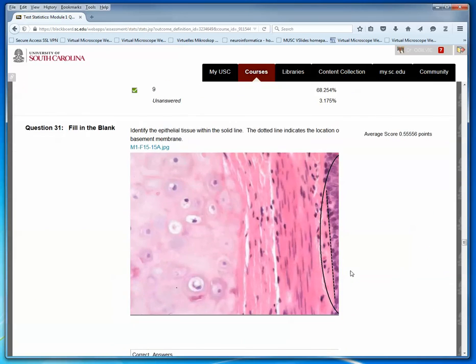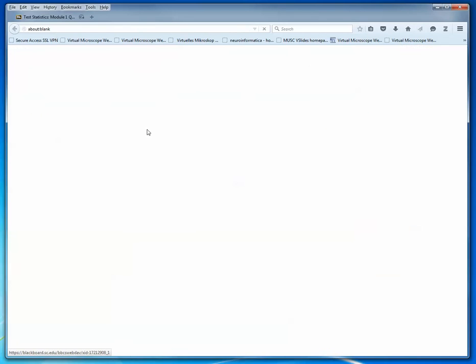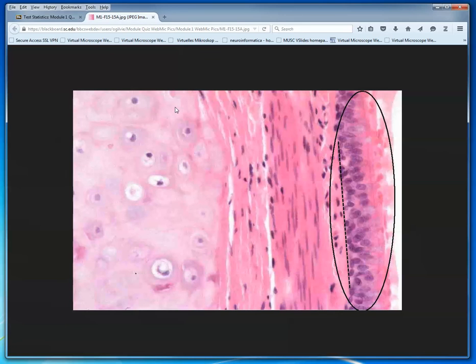Then identify the tissue within the solid line. Let's see. Yeah, I have this window small, so I just have to click on this image here, which you can do in the test, and you can do it in the midterm exam also in Part A. And now you can see what we're referring to. This is pseudostratified ciliated columnar.